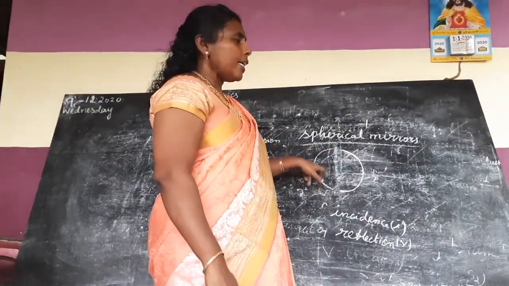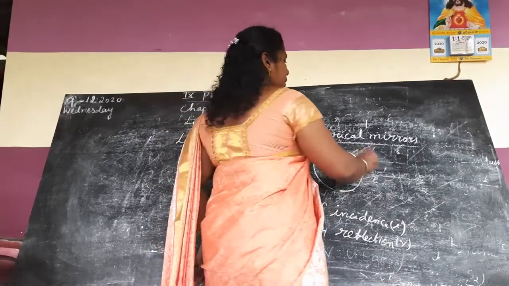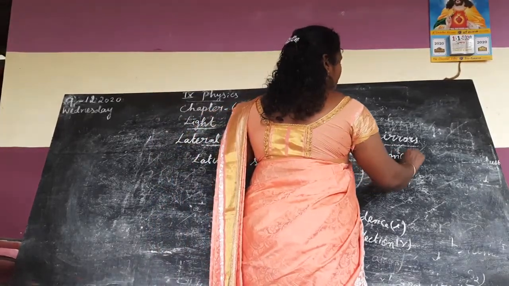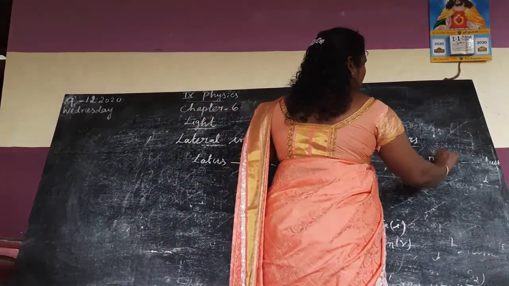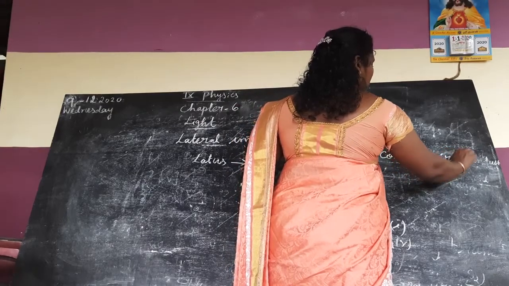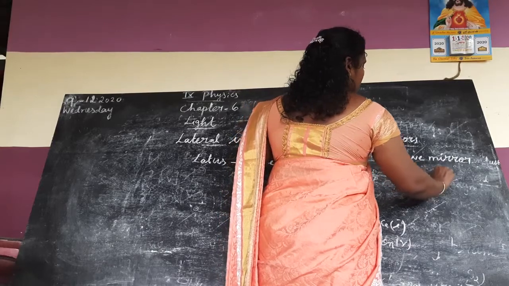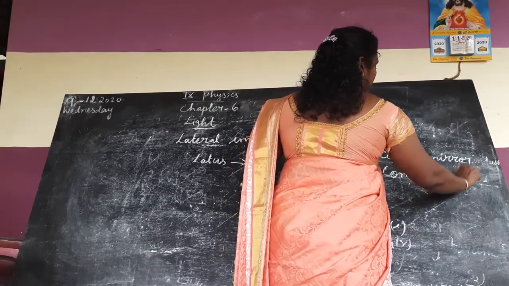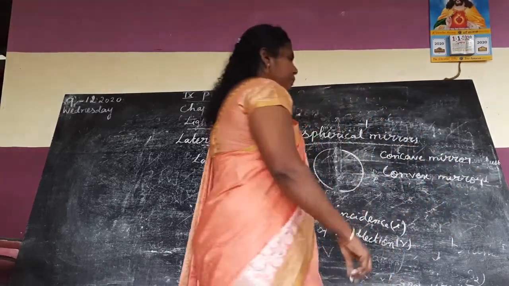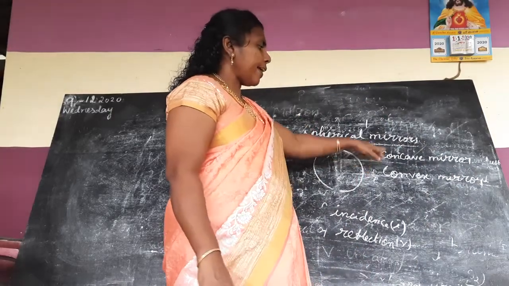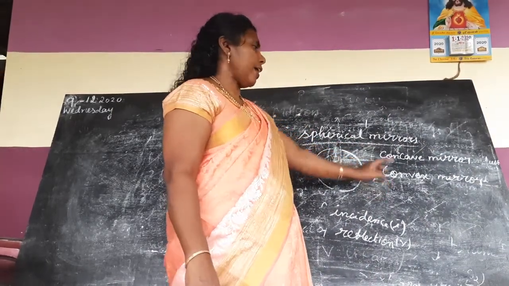You all know that there are two types of mirror. One is the concave mirror. Another one is the convex mirror. Spherical mirrors are of two types. One is what? Concave mirror. Next one is the convex mirror.